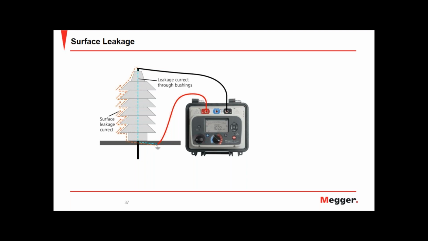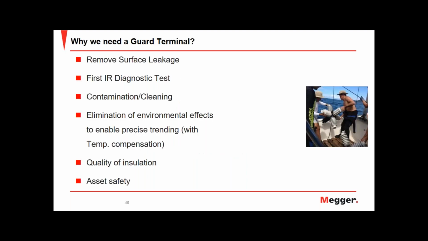So as a result of contamination, we are presented with not one, but two current paths. One through the insulation material and one over the surface of the insulation material. The IR value displayed will, as a result, always be lower than expected. This may cause the asset to be incorrectly condemned to the recycling bin and the unnecessary expense of an asset replacement. So how can we hope to eliminate these effects? Fortunately, there is an answer, and that is the guard terminal.